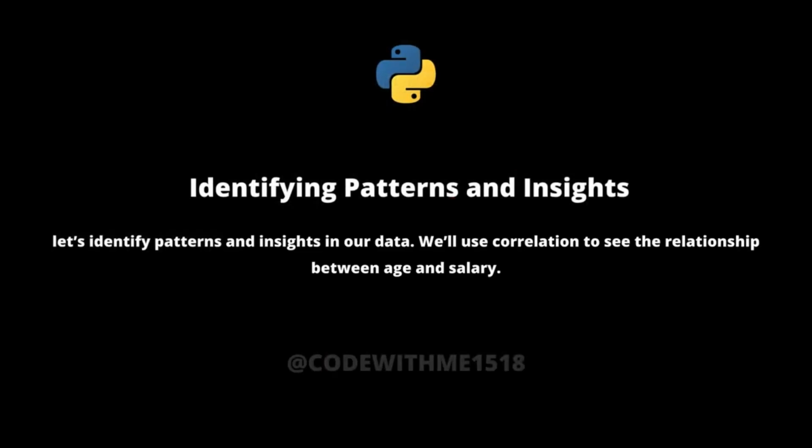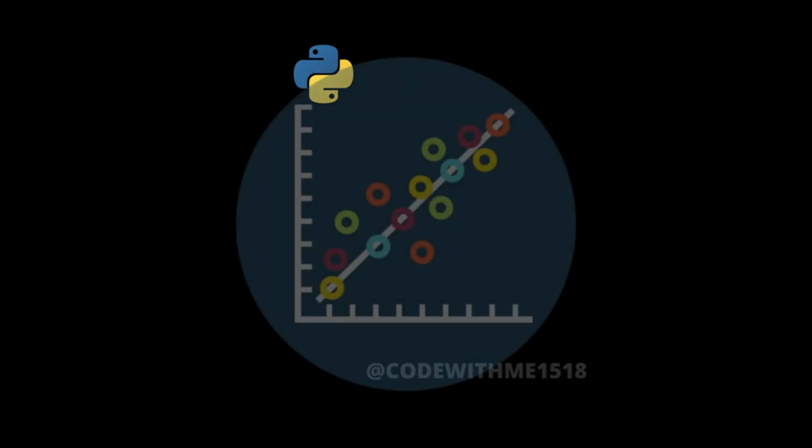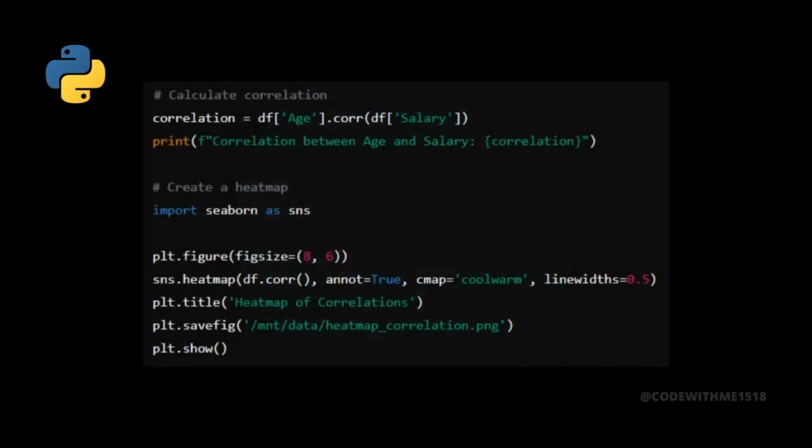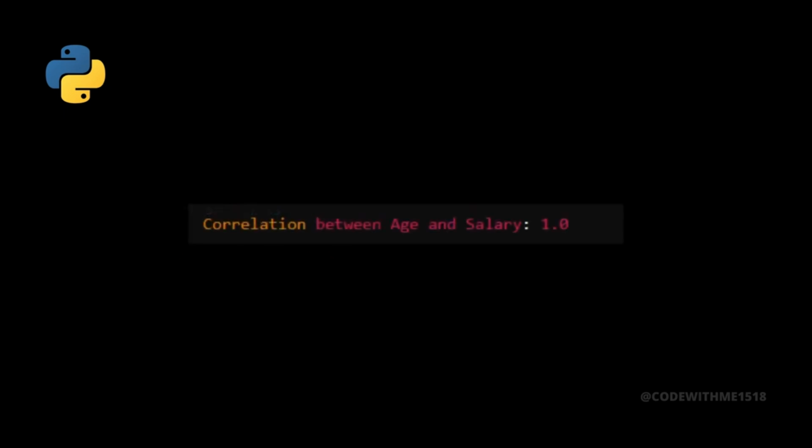Finally, let's identify patterns and insights in our data. We'll use correlation to see the relationship between age and salary. Here's how to calculate and visualize the correlation between age and salary. Let's run the script to see the output.